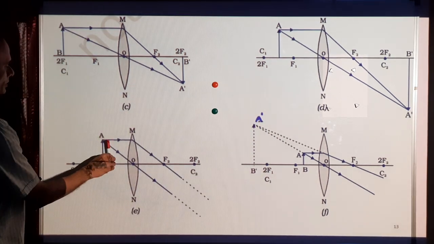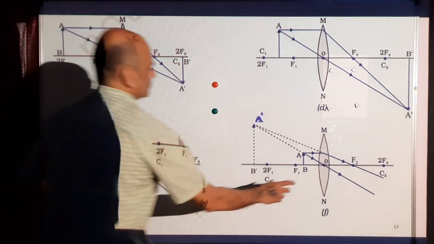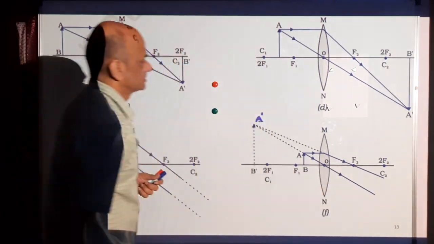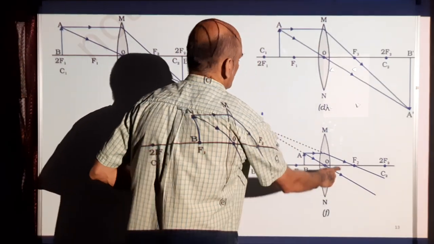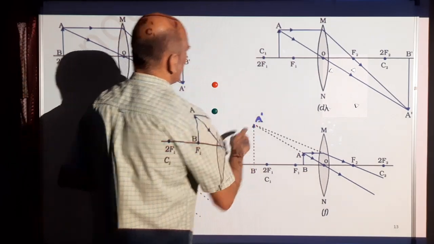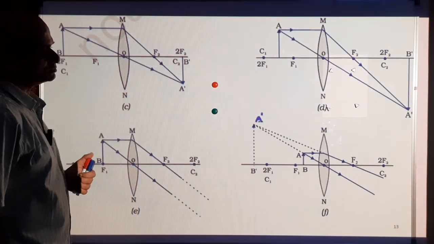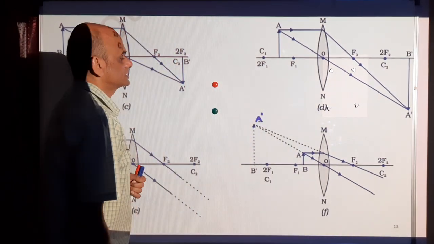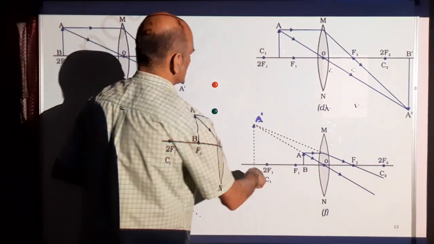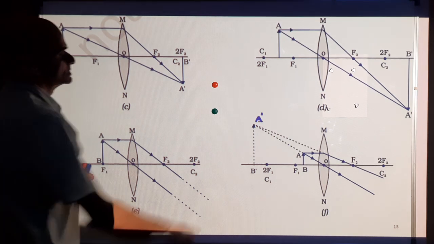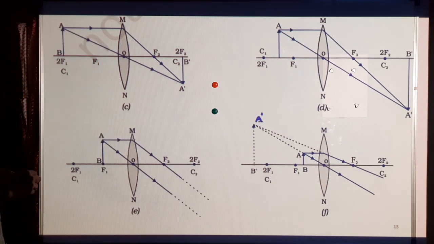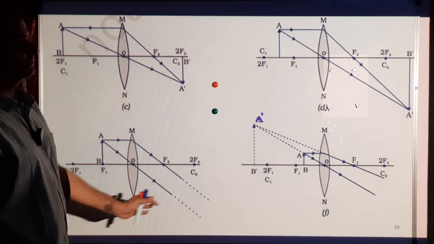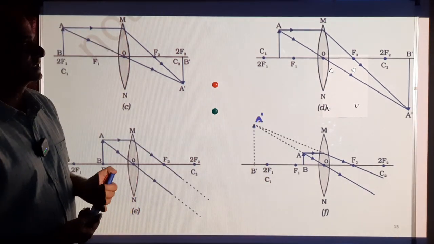Next is to move the object from here to here, between the focus and the optical center. So now we get divergent rays which will not meet. If you project it backwards, it appears to start from a point A prime. So looking from this side, it will look as if these light rays are coming from this image here. So this is a virtual image. So firstly, we have a real image. At the focus, the image is going to infinity, and within the focus, it's a virtual erect image.